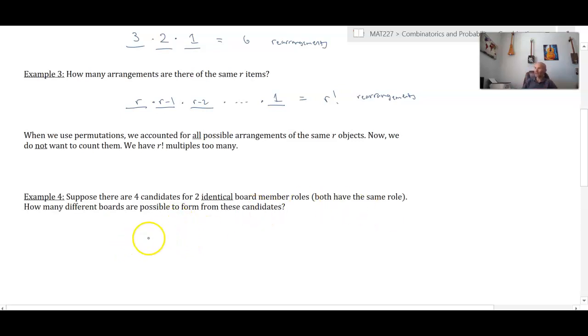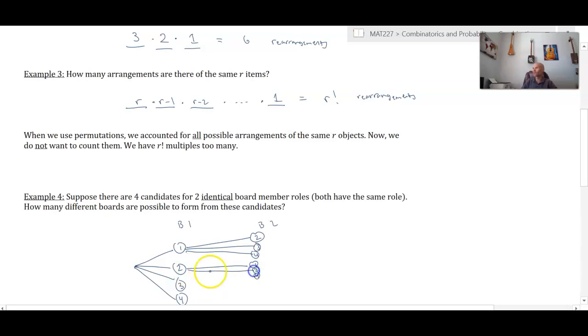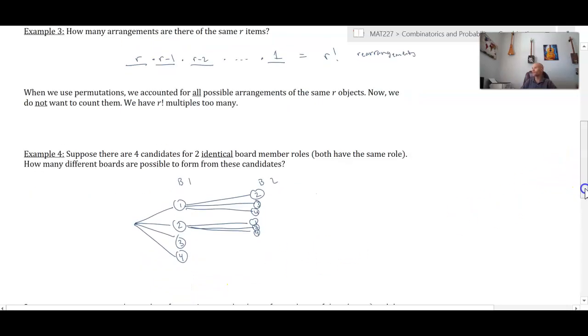Now, if I went about this in the same way, where I look at board member 1 and board member 2, and I draw a tree diagram. For board member 1, I could have candidate 1, candidate 2, candidate 3, or candidate 4. Now, if I select candidate 1 first, doing this the way we used to do it, this could be 2, 3, or 4. If board member 1 is candidate 2, then I could have 1, 3, or 4 for board member 2.